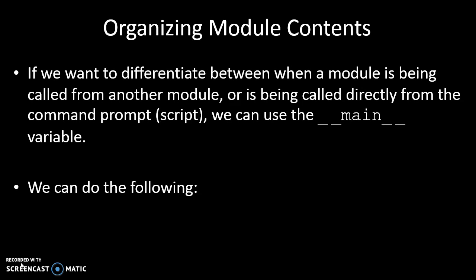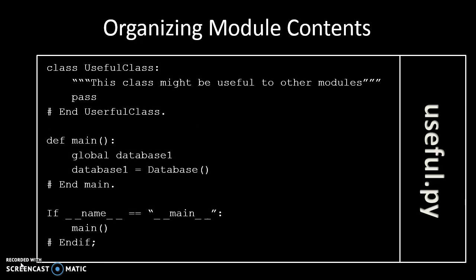There's a slightly interesting thing we could do as well. We can differentiate between running a module from the command prompt and running a module by having another object call it, and we have a variable called __main__ to do that. So if we had, let's say, useful class, and in our main we say we're creating an instance of the database, and then we check if the name of this class is called main, then execute main. What that means is, if I'm being called from the command prompt, run main. If I'm not being called from the command prompt, if I'm being called from another object, then don't run main. So that's a really neat way of knowing whether we're running from the command prompt or not.